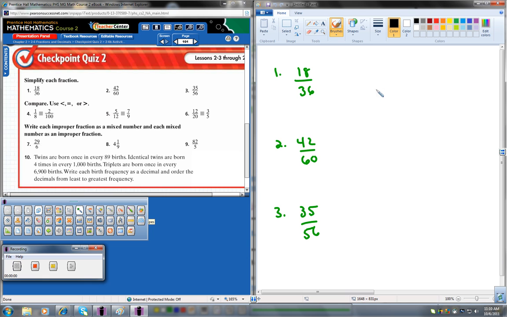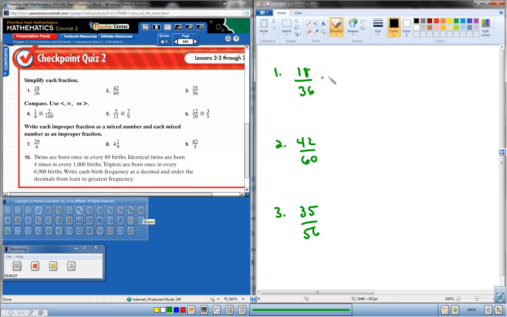Chapter 2, checkpoint quiz number 2. Problems 1, 2, and 3 were simplifying, reducing to lowest terms. 18 over 36. 18 and 36 have a greatest common factor that is 9. Actually, the greatest common factor is even higher than that. It's 18, because 18 goes into both. So if I divide the top and the bottom by 18, I get 1/2 as my fraction in simplest form.